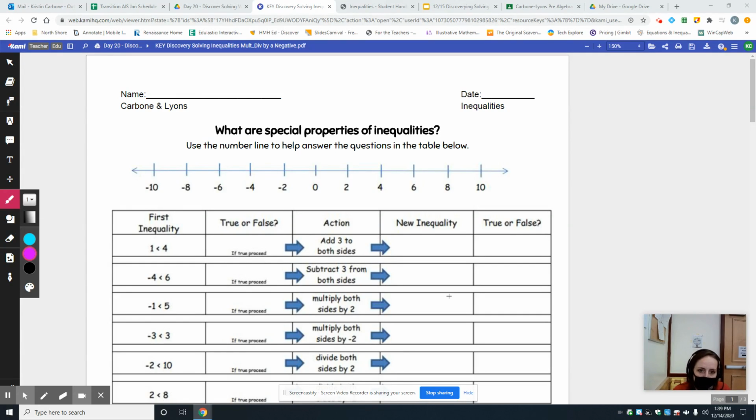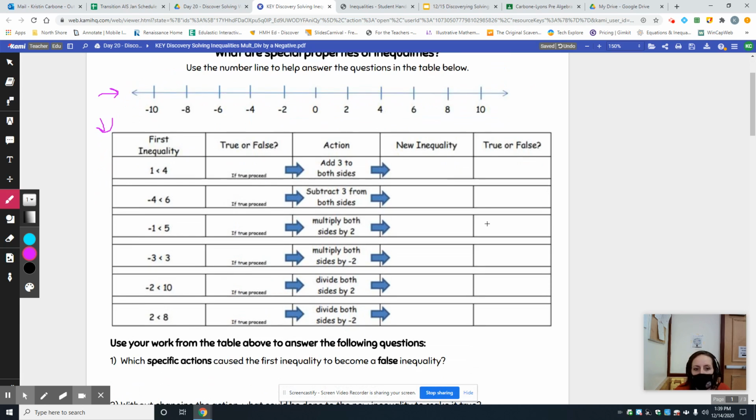Alrighty, hey guys. If you missed class today, this is what we did in class. Today we're looking at a special property of inequalities, and to do that, we're going to do a little discovery activity. You're going to use this number line to help you with this table. If you don't need the number line, that's fine, no big deal. It's just to help you decide which is bigger or smaller.